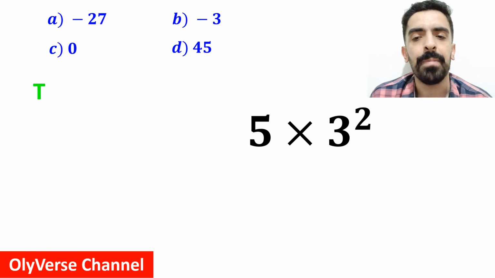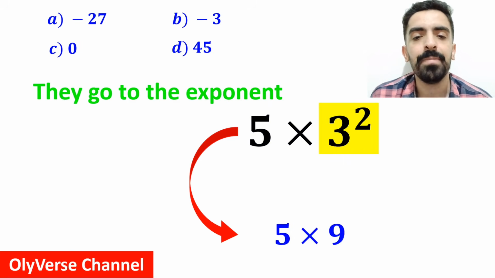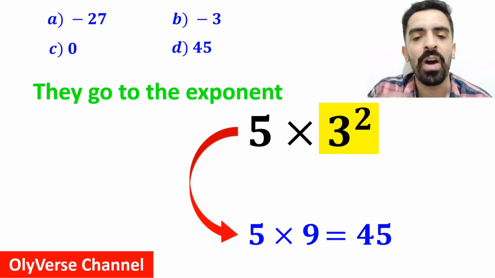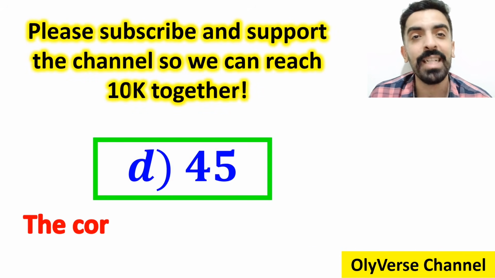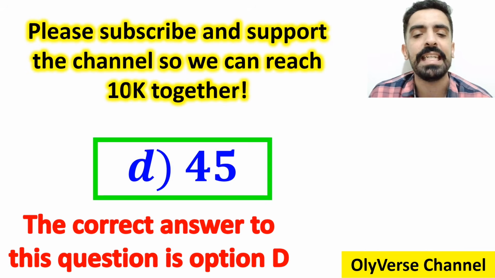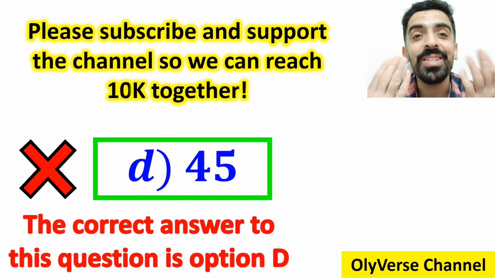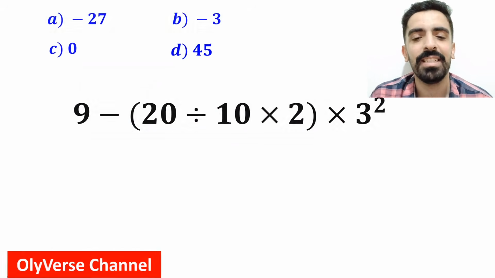And the final step, they go to the exponent and replace this expression with 5 multiplied by 9, which finally gives them the answer 45. And immediately, they conclude that the correct answer to this question is option D. But I have to say, we were tricked and it's not the correct answer to this question.